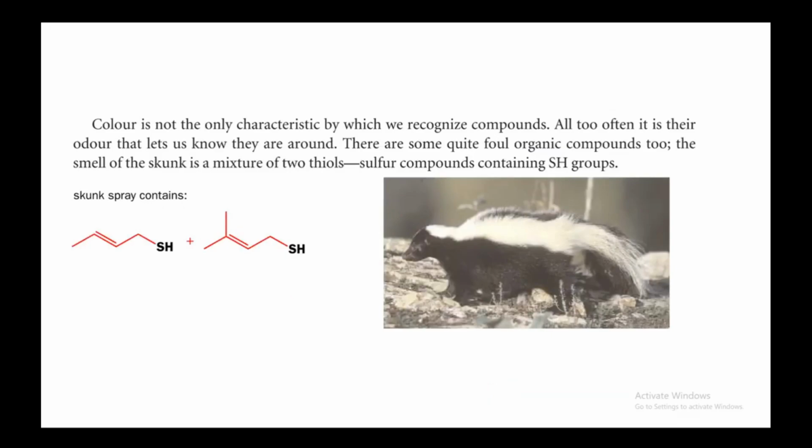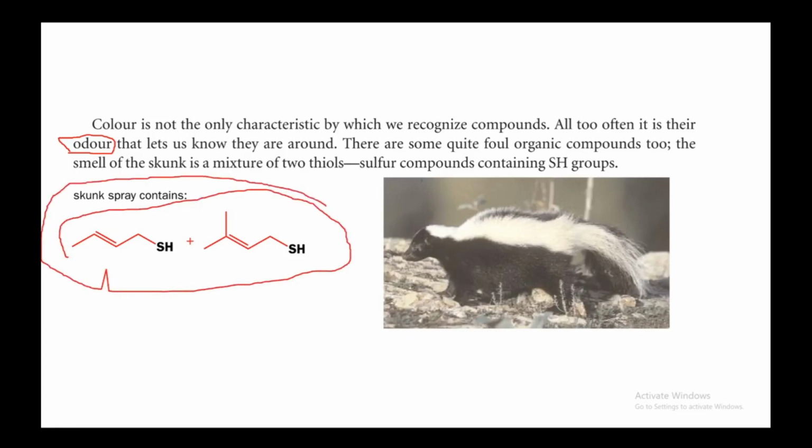Color is not the only characteristic by which we recognize compounds. All too often it is their odor, how they smell, that lets us know they are around. There are some quite foul organic compounds too. The smell of the skunk is a mixture of two thiols, sulfur compounds containing SH groups. So these are very, very smelly compounds. The skunk spray contains these two compounds. Generally speaking, sulfur containing compounds are super bad smelly.